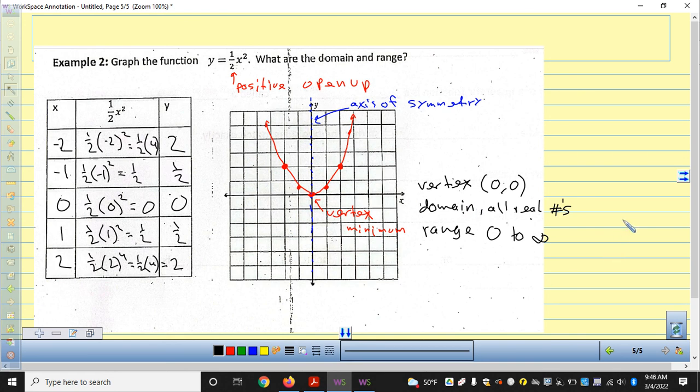So in general, when you're making a graph of a parabola, of a quadratic function, make a table of values, plug in numbers, plot your points, and make a smooth graph.